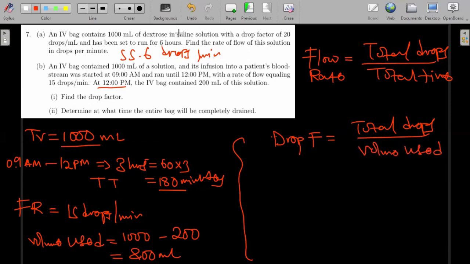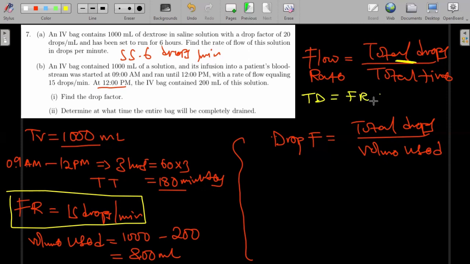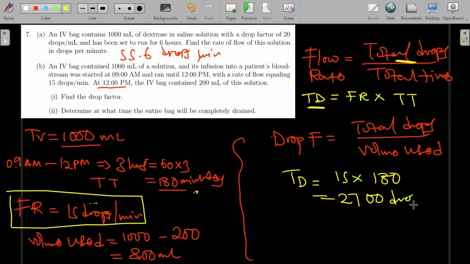Now how do we find the total number of drops? Remember, we have the flow rate here. From the flow rate, we can make total number of drops the subject of the formula. So total drops is equal to flow rate multiplied by total time. Total time we have, and the flow rate we also have. So total drops will be equal to the flow rate 15 multiplied by the total time 180. This gives me 2,700 drops. So these are the total drops.